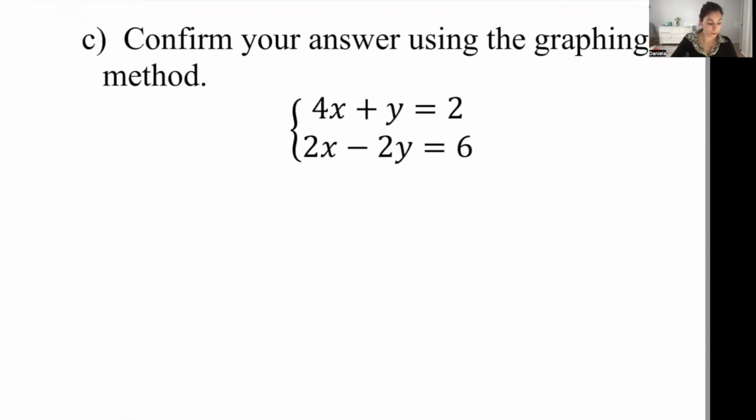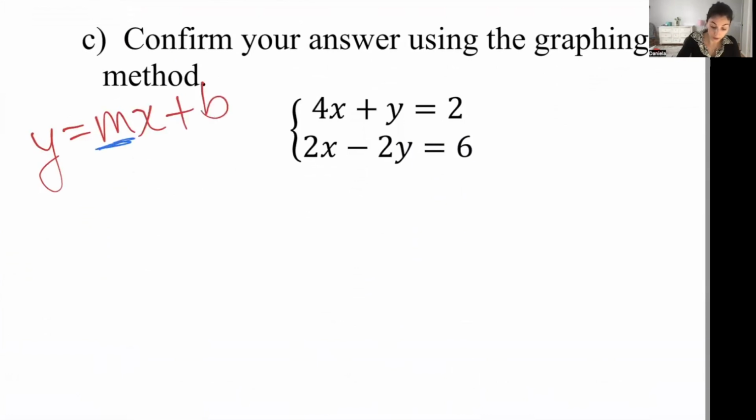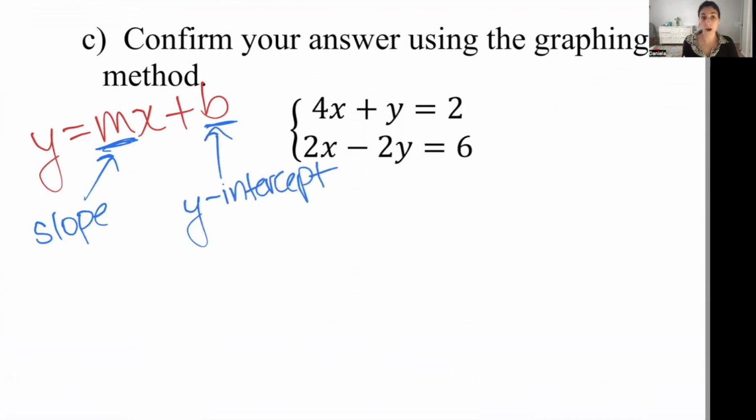So now we're going to confirm using graphing. When you graph, first of all, please make sure it's in y equals mx plus b form. This is called slope-intercept form. Why is it called slope-intercept form? So that way you can identify the slope, which is the coefficient, or the number in front of the x, and you can identify the y-intercept, aka that point that intersects the y-axis. The y-intercept is always that starting point, because that's the point we know that's on the graph.